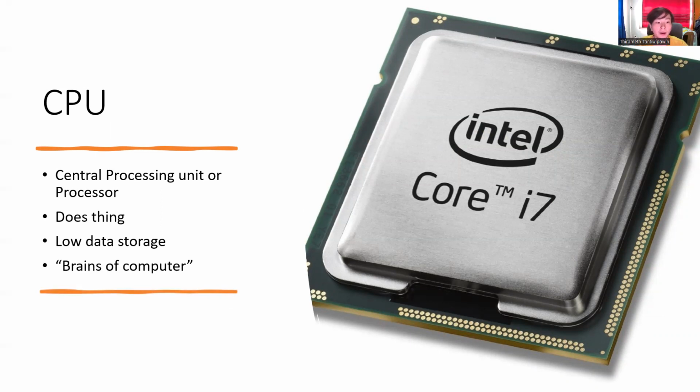And next, the CPU. CPU stands for Central Processing Unit, or we can call it the processor. It is where your computer does things. It has low data storage and it's often called the brain of the computer because it is where your computer runs the programs or calculates the programs.